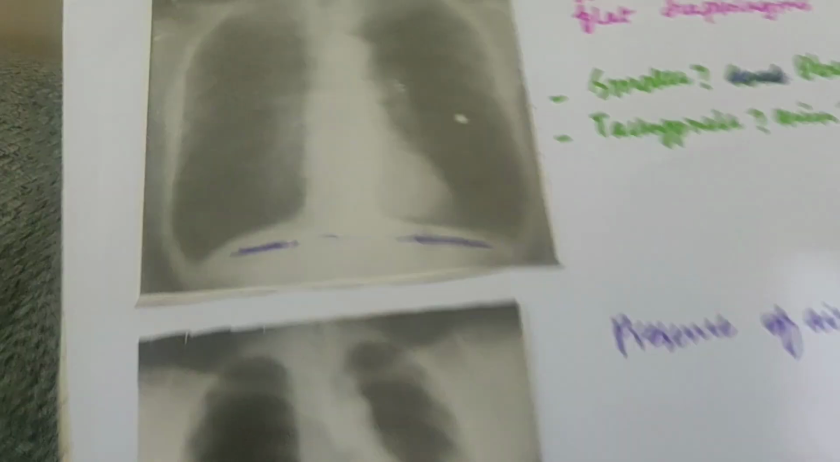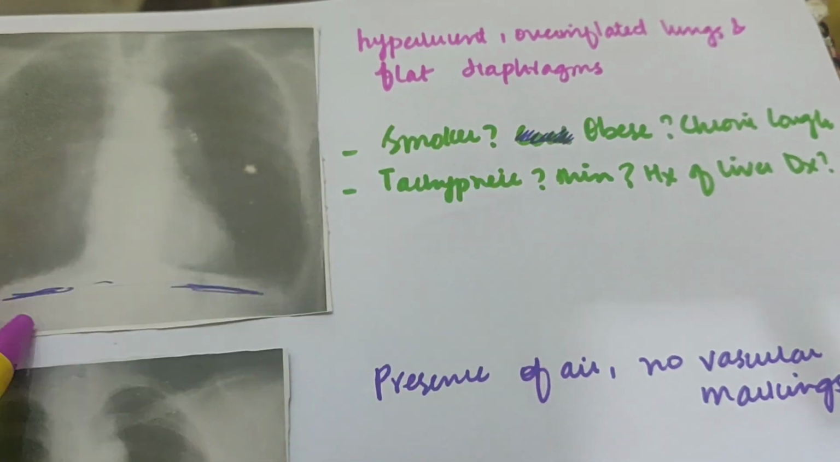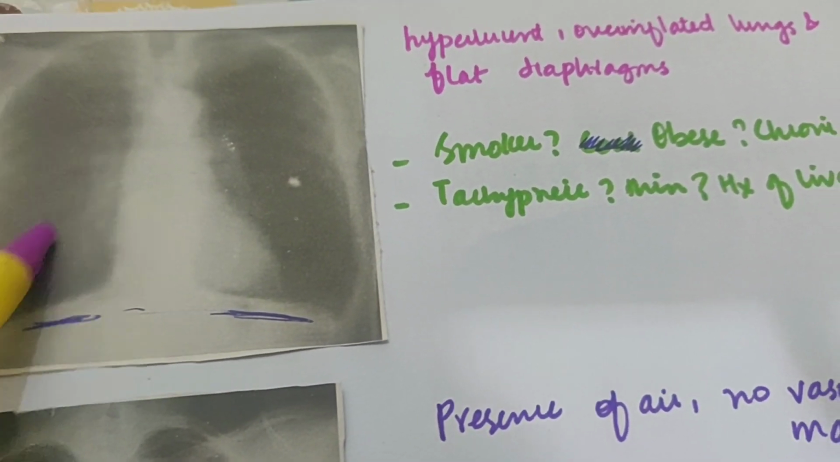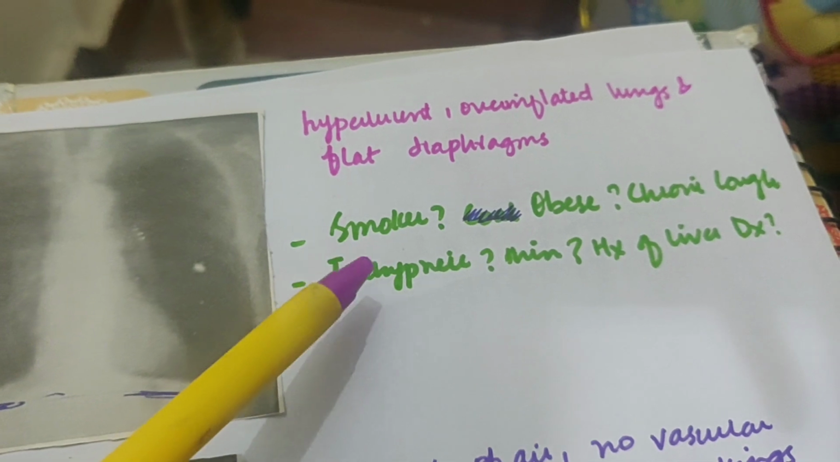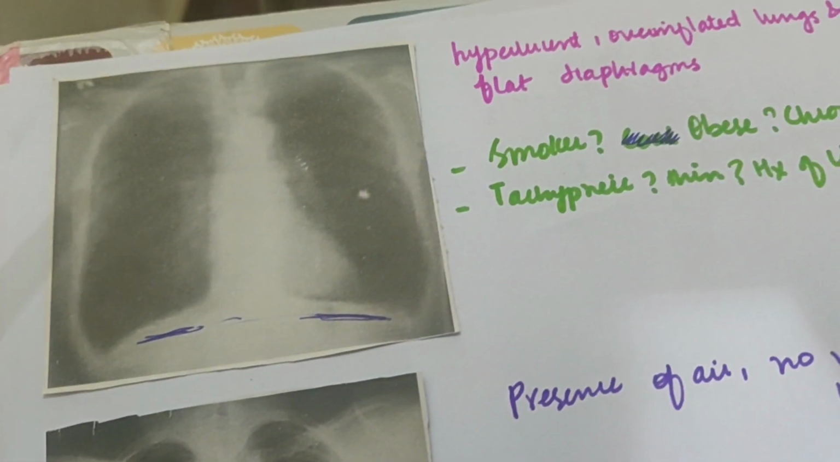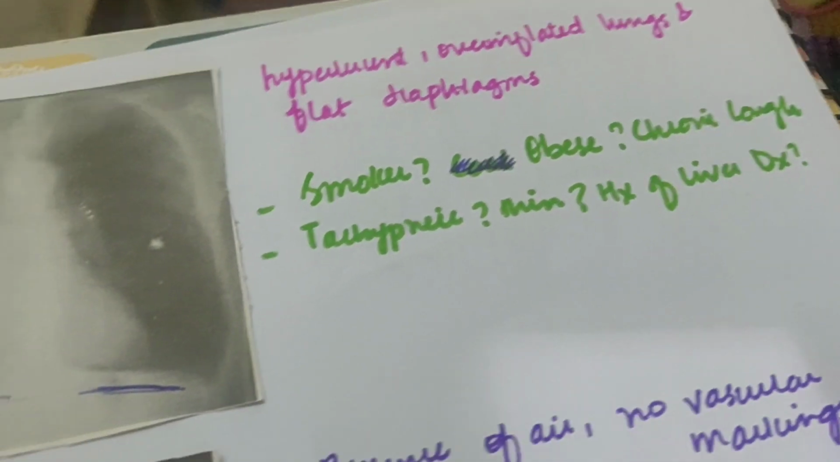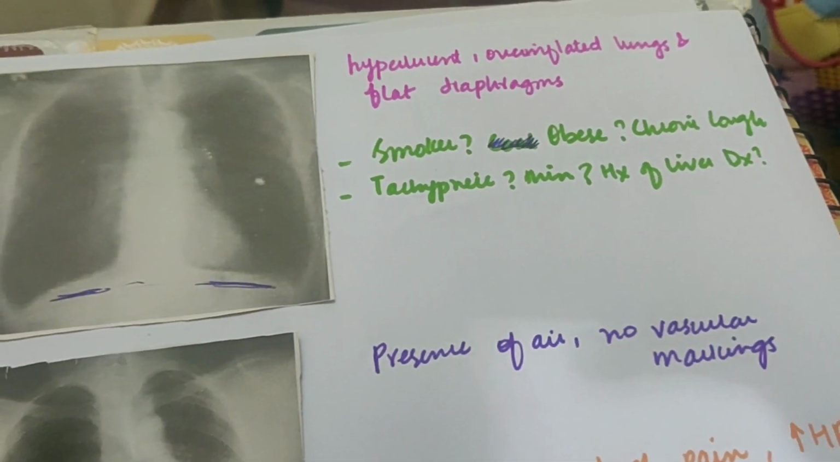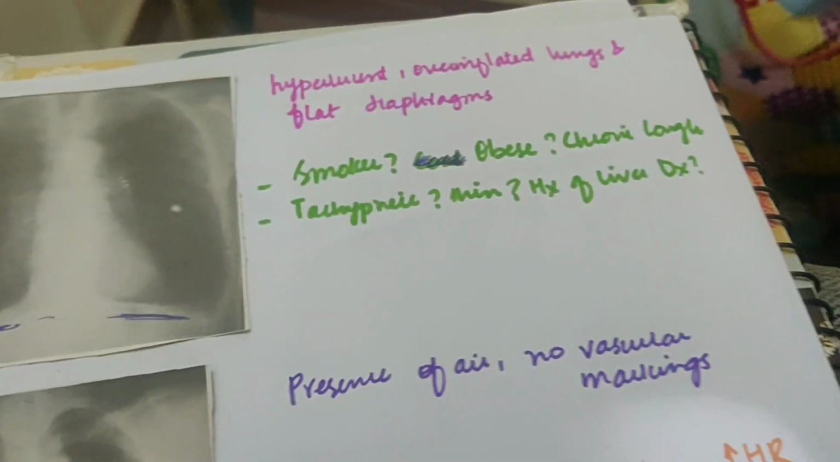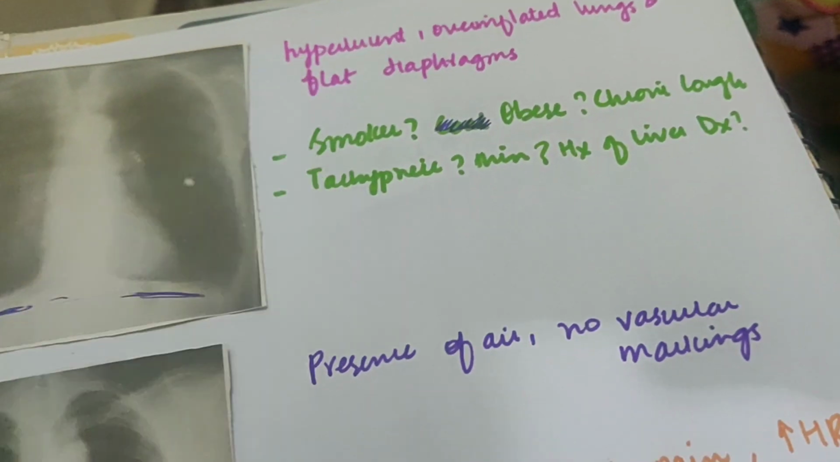Now, what is this? Well, we have hyperlucent overinflated lungs and flat diaphragms, right? The lungs look like really giant balloons and there's a lot of lung volume. In the question stem you found out that the patient is a smoker and he's obese and he has chronic cough for around 2 years. In another question, the patient was tachypneic, he was thin, and there was a history of liver disease. So in the first case, the patient had chronic bronchitis, and in this patient, the patient had emphysema. So basically, the patient had COPD, right? So hyperlucent overinflated lungs, COPD.